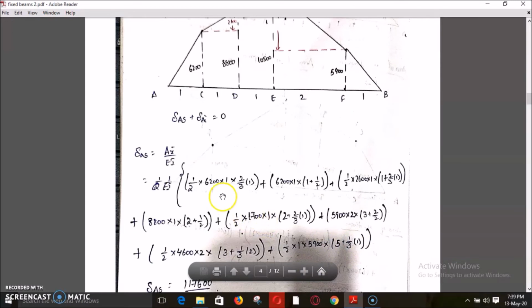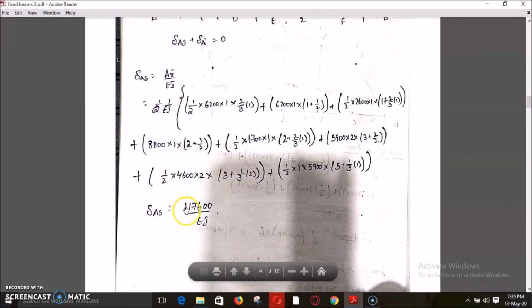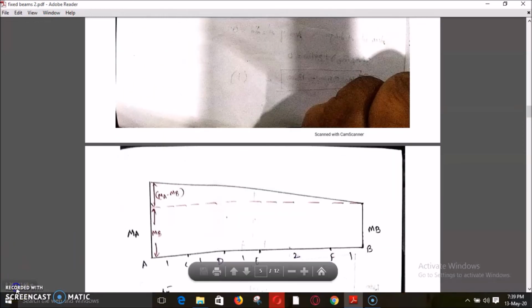So by calculating these values, we got delta AS as 117,600 by EI. So this is our delta AS value. Now we have to calculate the delta AI value.